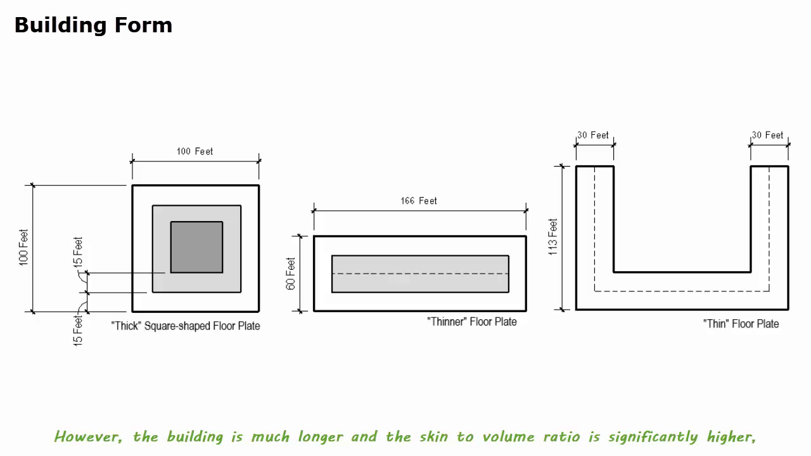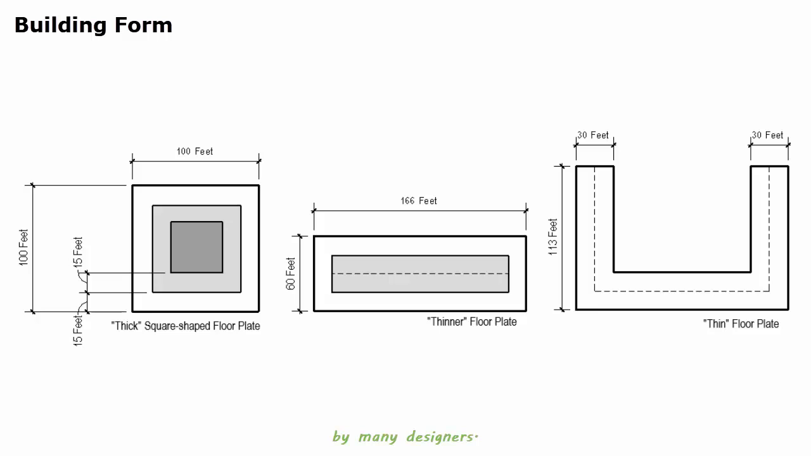However, the building is much longer and the skin to volume ratio is significantly higher, indicating a larger heat transfer rate through the envelope. Therefore, there should be a balance between compactness and daylight penetration. The range of 40 to 60 foot depth is considered as a reasonable trade-off by many designers.